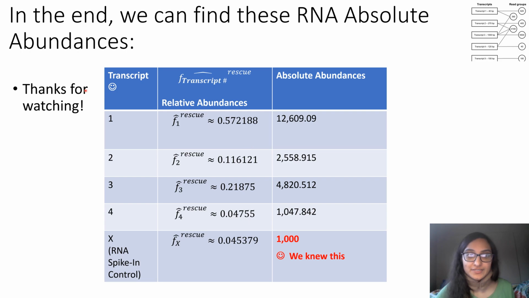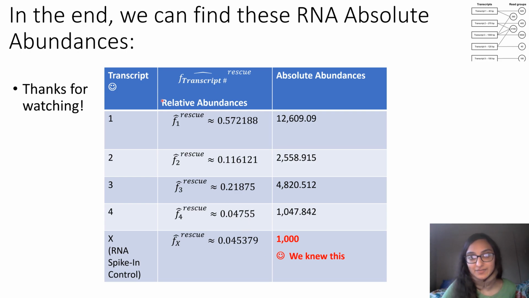So in the end, I just want you to see that we can find these RNA absolute abundances. We knew going in that we would have 1,000 RNA sequences for our spike-in control X. We designed the sequence that we put in, we designed the base pairs, and we knew all of that going in. Then we saw the hybridization results, the pairing that happened, and we observed these relative abundances. This is again from the previous video, so please let me know if you have any questions on that. So that was part 1. We found these relative abundances.